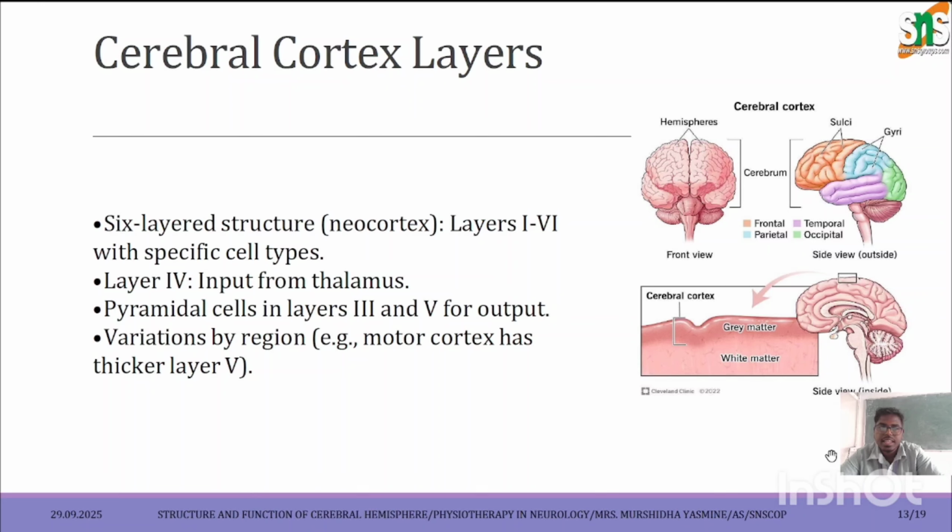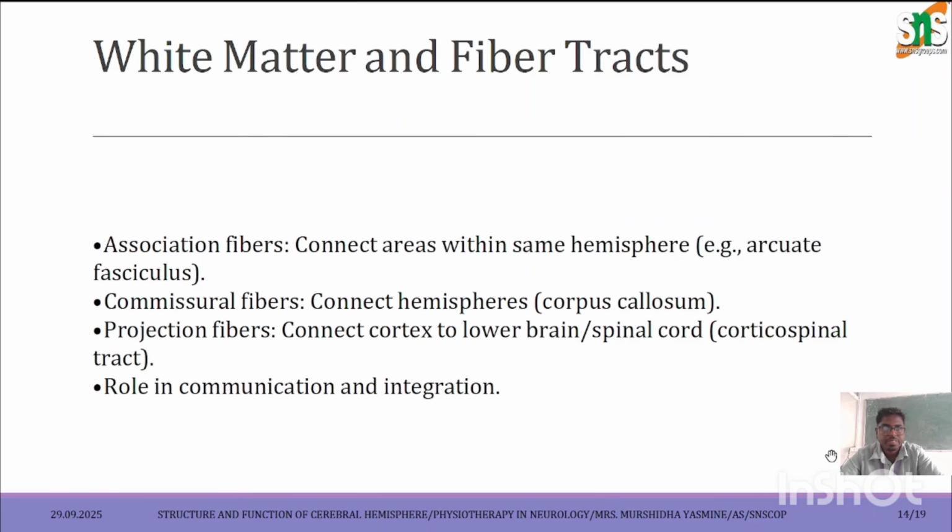Generally, layer 4 is the input from the thalamus, and the pyramidal cells in layer 3 and layer 5 are for the output from the brain to the other structures of the body. The variations by region are identified by the thickness of the layers surrounding the cerebral cortex. For example, the motor cortex has the thickest layer, which is layer 5.